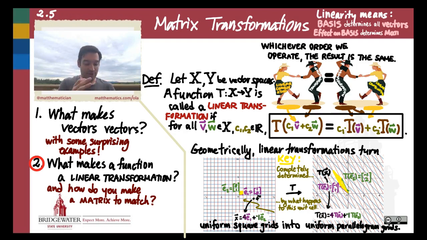What we have just won for ourselves is that if a basis for a vector space determines all vectors in that vector space in a unique way, then it's also true that the effect a linear transformation has on that basis will determine the entirety of that linear transformation. And as we'll see next, we'll determine a matrix for that linear transformation.